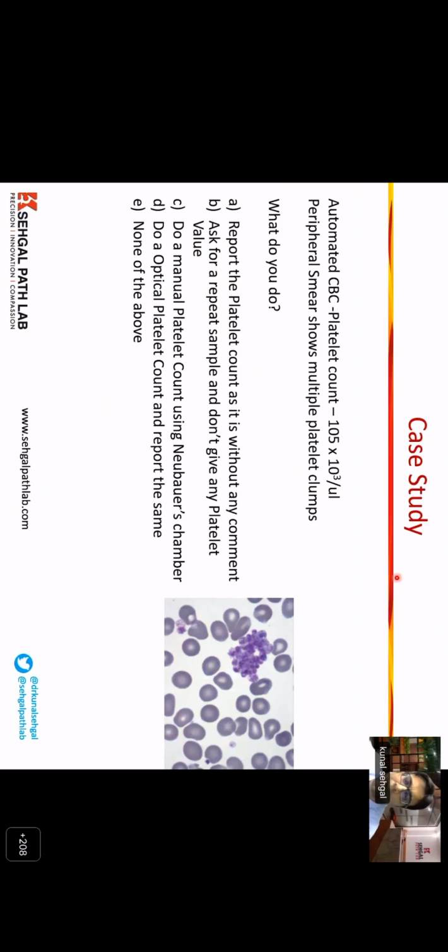Okay, now we'll go to case studies. Quickly go through the case studies. So who is the next student? And I'll read out the question. The machine gave a count of 1,05,000. You did a smear, and this is the photograph. You see multiple small clumps like this. Please tell me, what would you do?